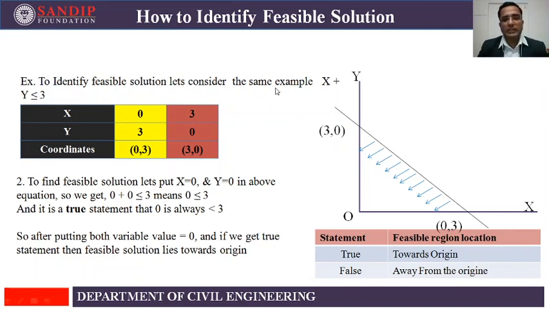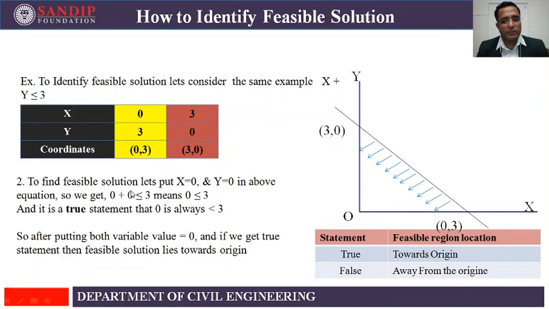Let's consider the example x plus y is less than or equal to 3. Again I have plotted the same line, as it is the same equation we took in the first slide, x plus y equals 3. So I have found the coordinates (0, 3) and (3, 0), and I have plotted the graph. Now the next thing is very important: how to identify the feasible solution.